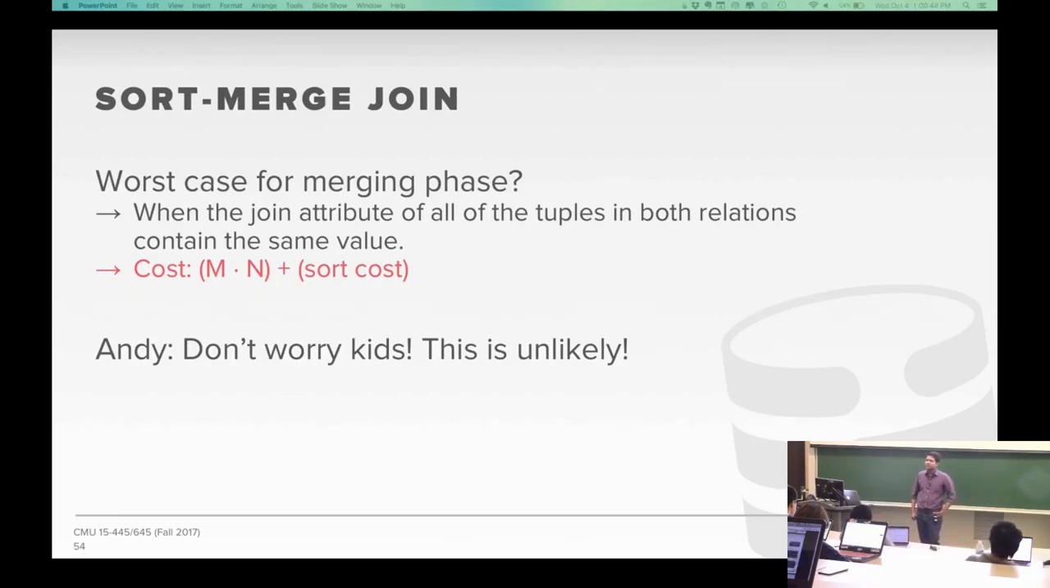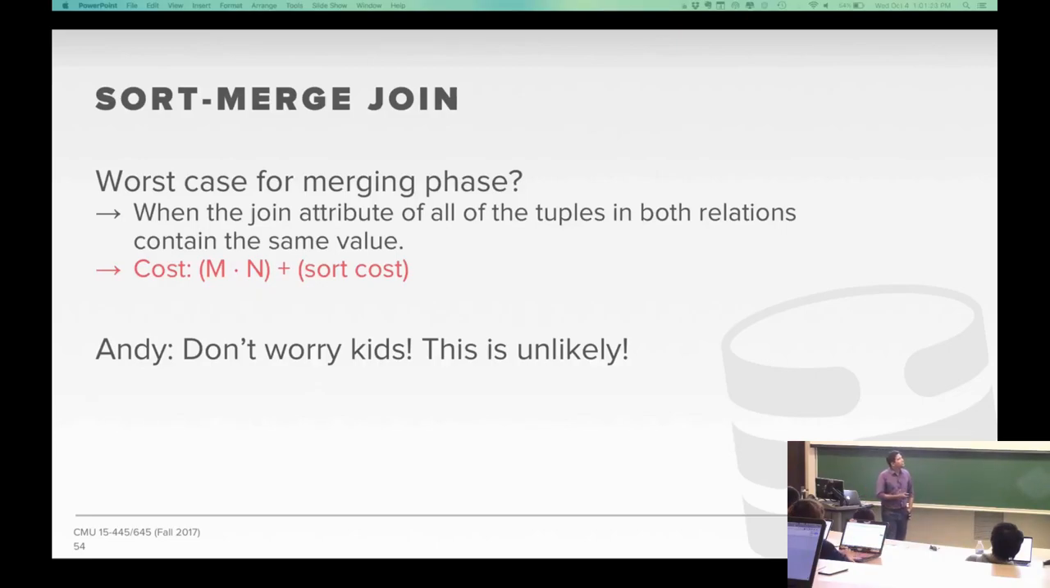Yep. So the good thing is that M is also the minimum that we can get. Yeah, in this scenario, you can't do anything better, I guess. Yeah, this is a worst case scenario, and this is like a trick question. This normally won't happen in practice. That's why I was channeling Andy, right? So you don't have to worry about this. This is unlikely, okay? So that brings us to the conclusion for all the join algorithms.